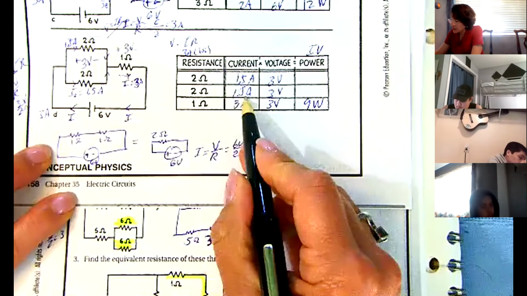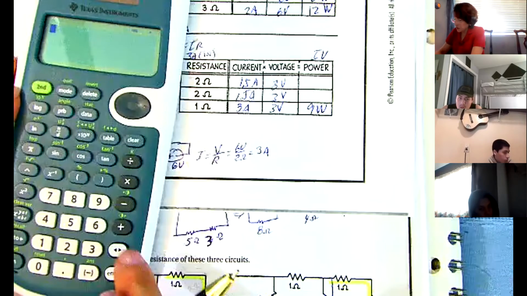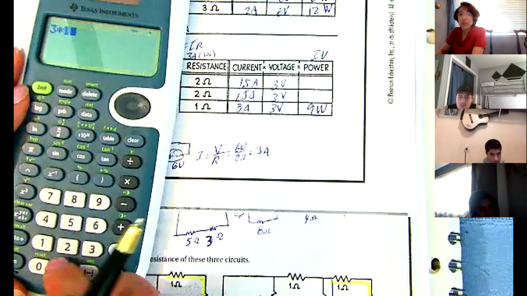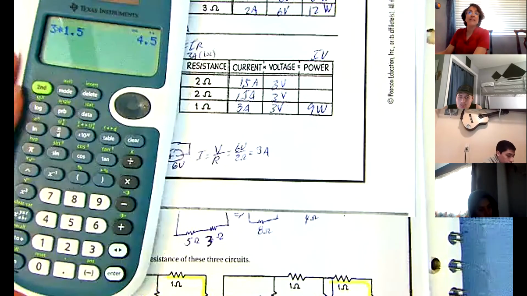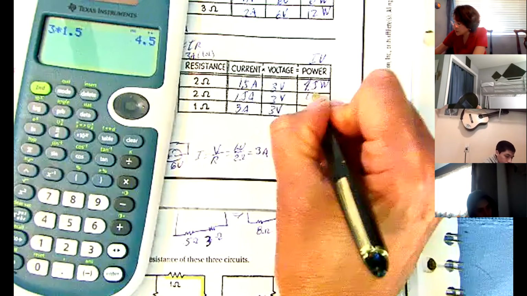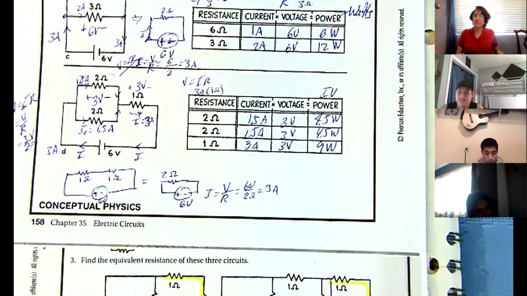All right. What about these? I have to use calculator for that. 3 times 1.5. Oh, caramba. 3 times 1.5. 4.5, huh? 4.5 watts. 4.5 watts. And now you guys have solved the entire circuit. Is that good? You guys are awesome.